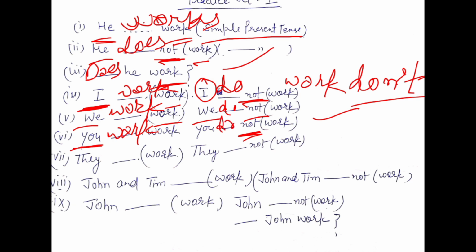Next, third person plural. With third person plural, the sentence is positive, so you have to write here only work. The main verb is already given and there is no need to use S/ES because here we have third person plural. The sentence is negative, and with third person plural you have to use the helping verb do. You have to write here do. They don't work.